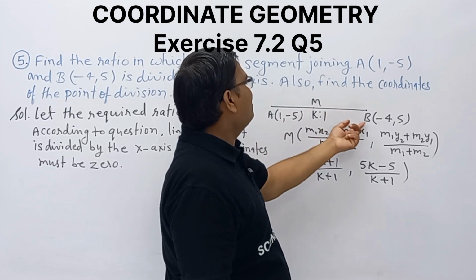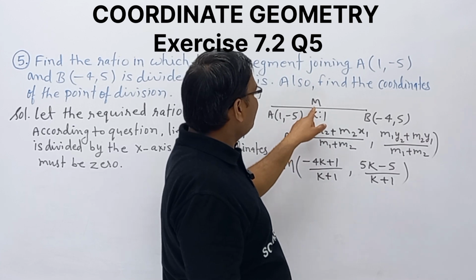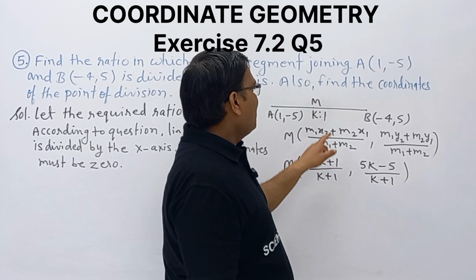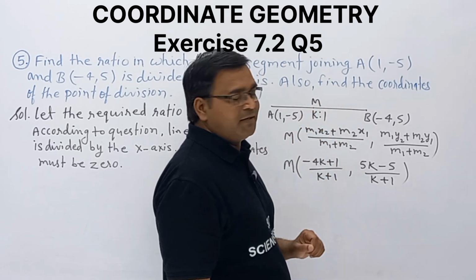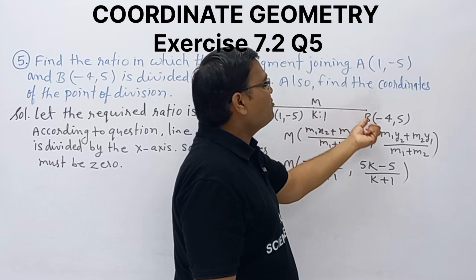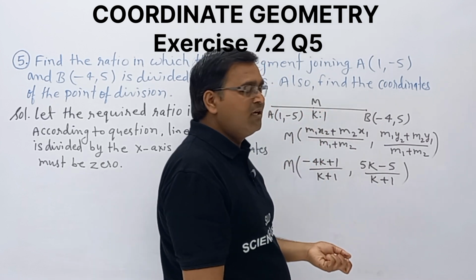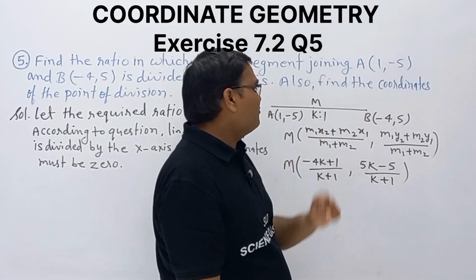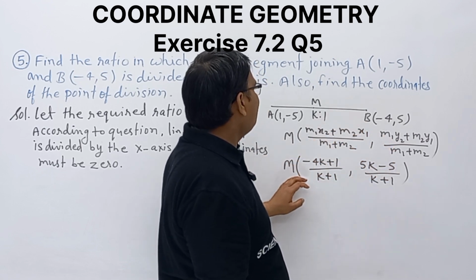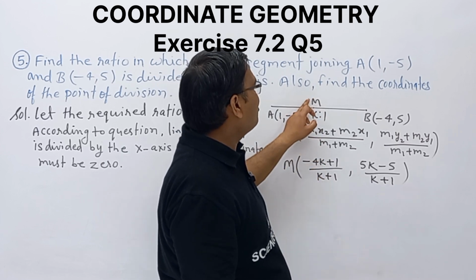We assume that the point where the x-axis divides the line segment is M, dividing it in the ratio k is to 1. Once we have the ratio and the coordinates of A and B, we use the section formula. By using the section formula, we obtain the coordinates of this point.